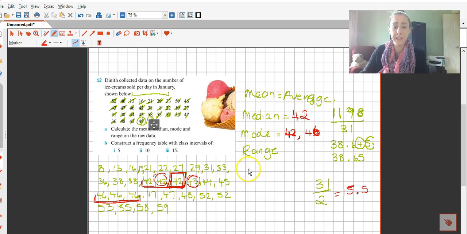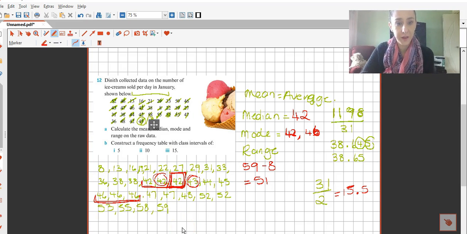And then my range. Now, because I've ordered my data and spent the time doing that, I can see that my highest value is 59. So 59 ice creams sold on one day. And the lowest number sold is 8. So you simply go 59, take 8 is 51. So that means that there is a difference of 51 ice creams in my data set, from my lowest day sales to my highest day sales.